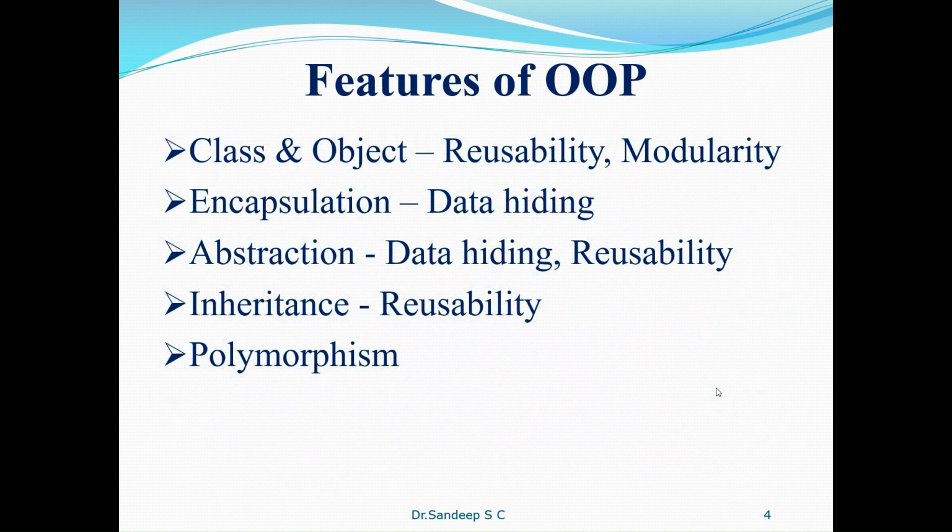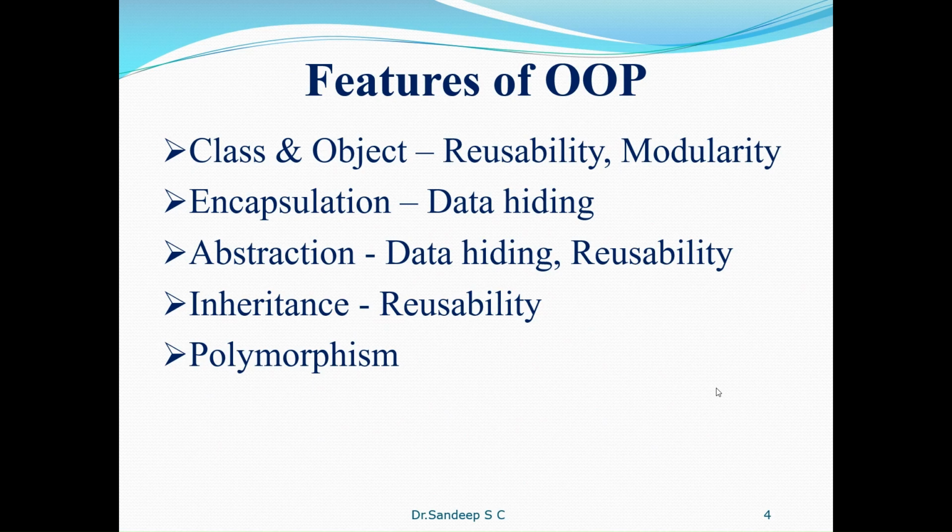Now let's see the features of object-oriented programming. The first one is class and object. We will discuss each one of these features in detail. Let's just go through the list now.